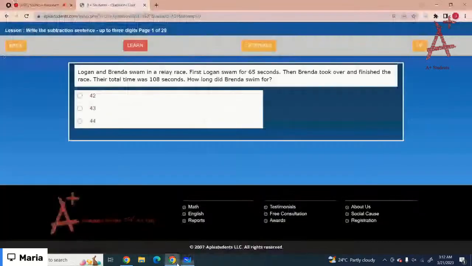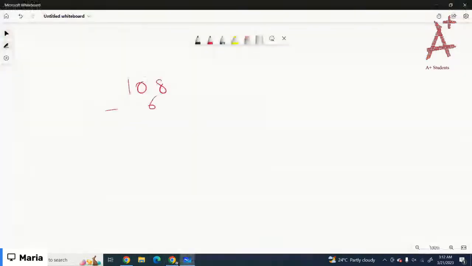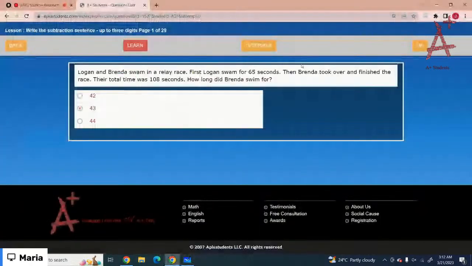108 minus 65. Okay, start subtracting from the ones digit. 8 minus 5 is 3. 0 minus 6, no, we cannot subtract 6 from 0, so we have to borrow 1. Here you have 10. So 10 minus 6 is 4. And you borrowed 1 from here, so here you are left with 4. That means 43 seconds. The swimming time of Brenda is 43 seconds. Got it? So the correct option is 43.